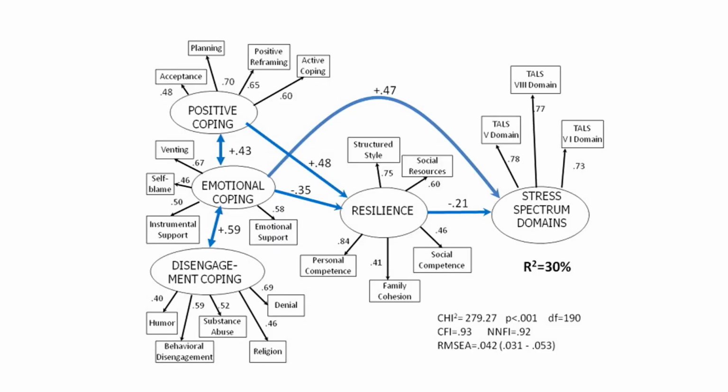And then this one looks even more complicated, but just to show you this, we've got 5 separate factors here, each one indicated by a multitude of variables, and then we can look at how each of these predicts the outcome. So in this one, the main outcome is stress spectrum domains. We've got resilience, emotional coping, predicting, so emotional coping and resilience predicting that, but then we also have a bunch of other variables predicting emotional coping and resilience.